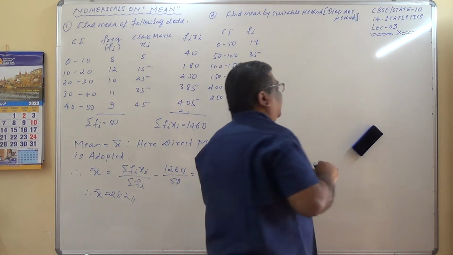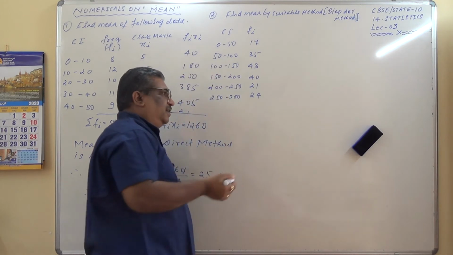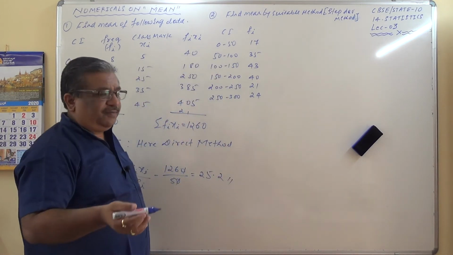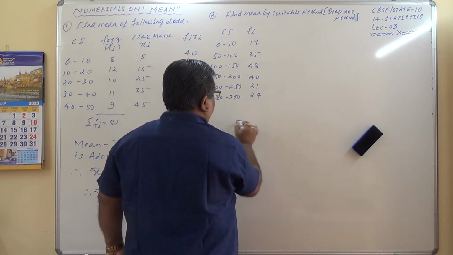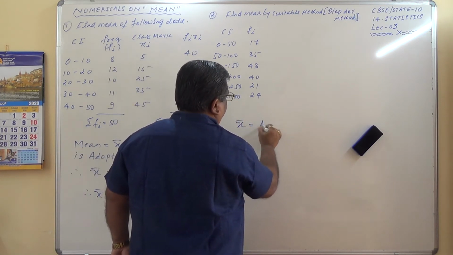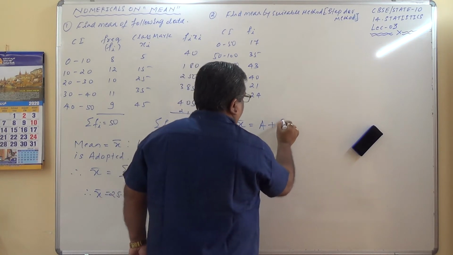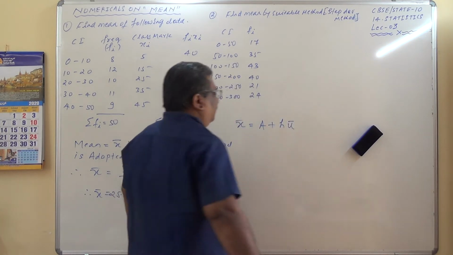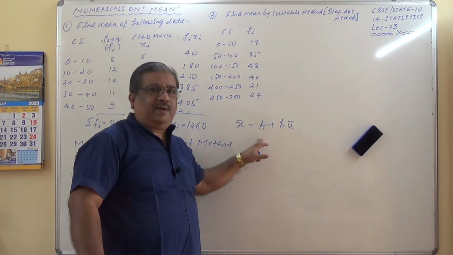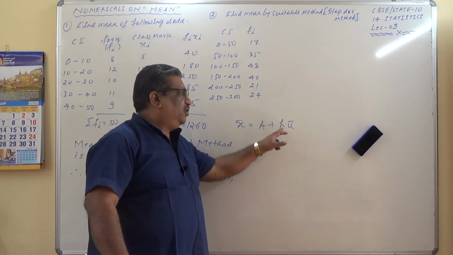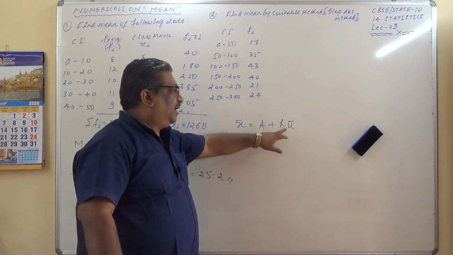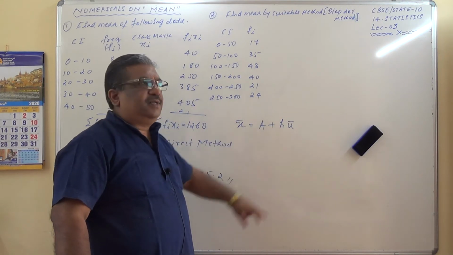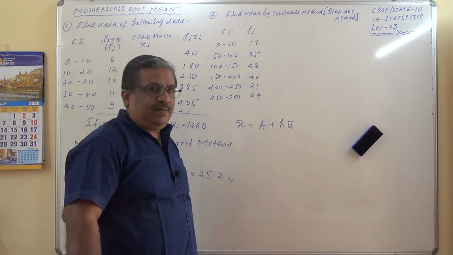So how many columns are there in the step deviation method? In order to understand that, let me write the formula first. To find the arithmetic mean x bar using the step deviation method, it is a plus h u bar. So this way you can remember the formula very well. What is u bar here? u bar is nothing but the arithmetic mean, which is equal to sigma fi ui divided by sigma fi.